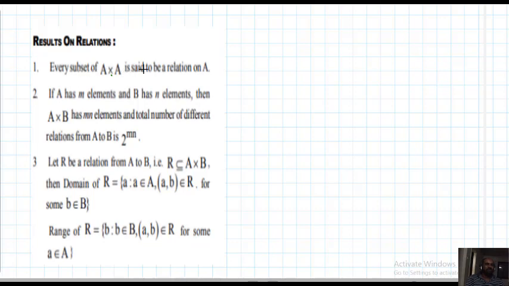Every subset of A cross A is said to be a relation on A. In the previous example, I took A and B separately. You can take A and A also. A is given as {1, 2}. A cross A you can also find. A cross A has 4 elements. So every subset of A cross A is a relation from A to A, or simply you can say a relation on A.